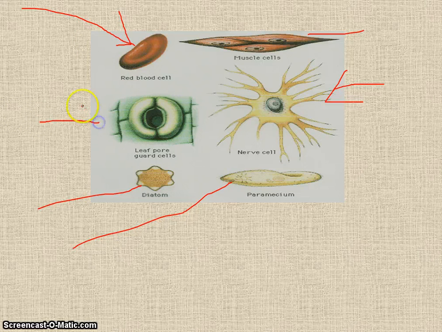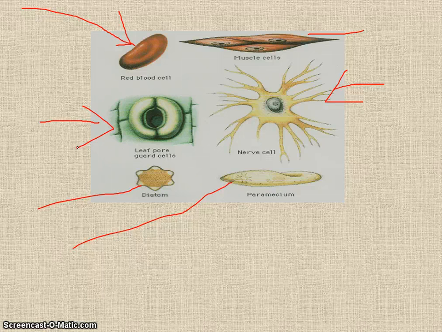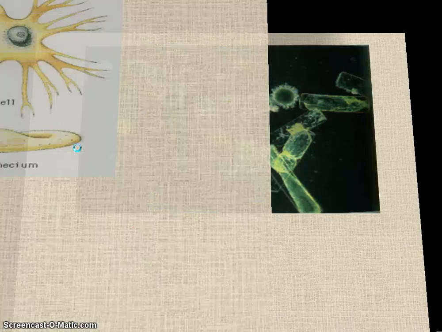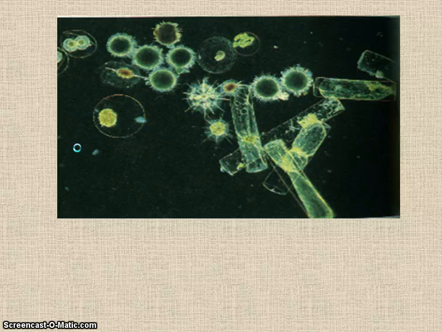This is a leaf pore guard cell. This is very important when we talk about photosynthesis. This is on the outside layer of the plant cell, and the guard cells will open and close in order to let in the carbon dioxide and let oxygen out. This is just showing you a picture of what cells are in pond water, and I'm sure we'll have plenty of chances to look at that in the lab underneath the microscope.